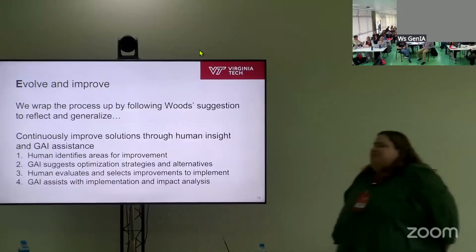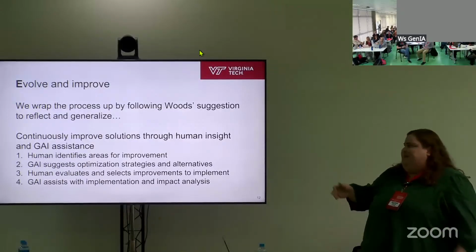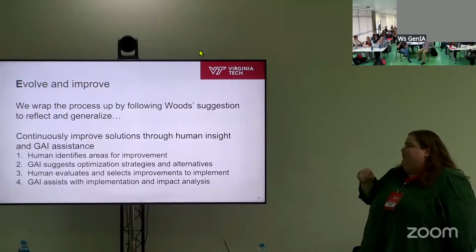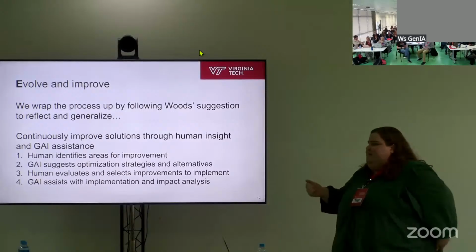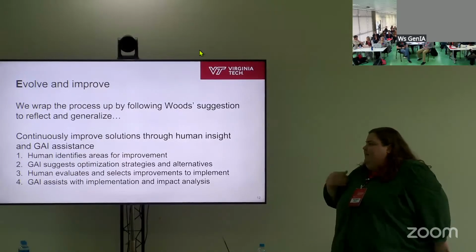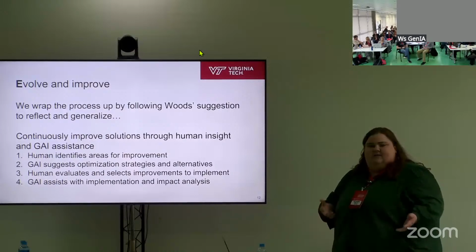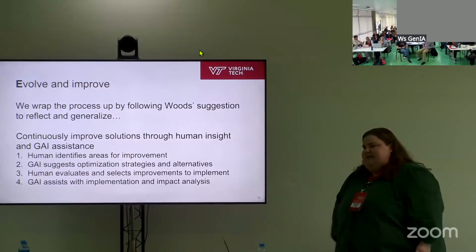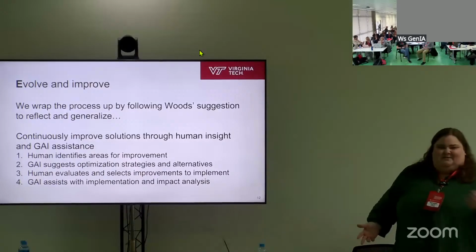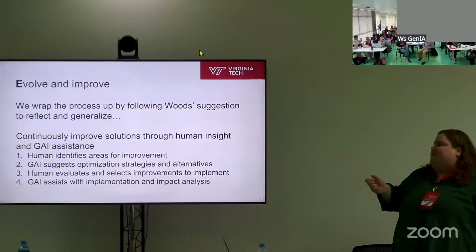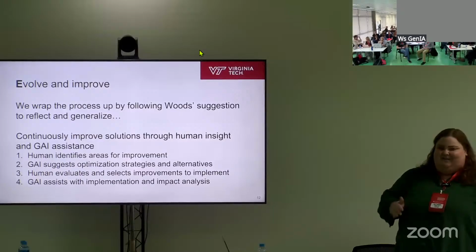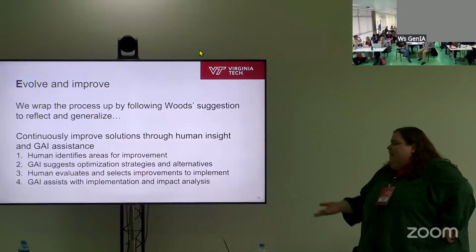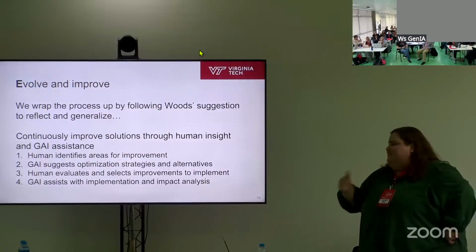And then finally, we have this reflective period of problem solving, which is evolve and improve. You're reflecting on the solutions that you have and making some generalizations about your experience. You as the human are identifying the areas that could still use some improvement. You've generated a solution, it's done what it needed to do, but we always know that we can do better. So what's something that you would like to see change in the future? AI can then suggest optimization strategies and alternatives. Again, your job as always as the human is to evaluate those responses. And then AI can again help with that implementation and impact analysis.